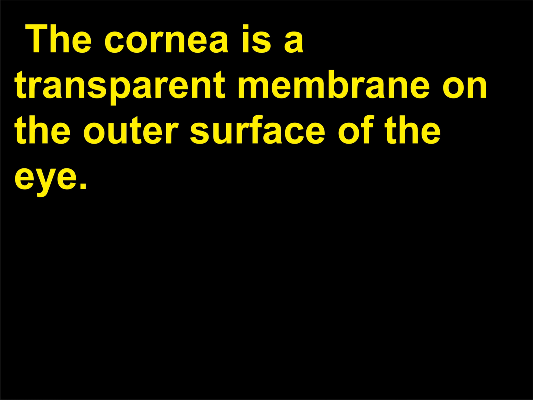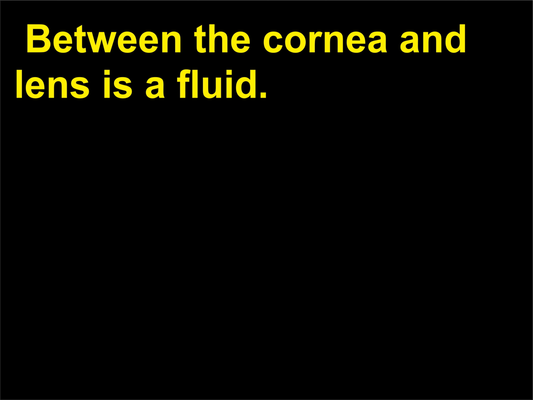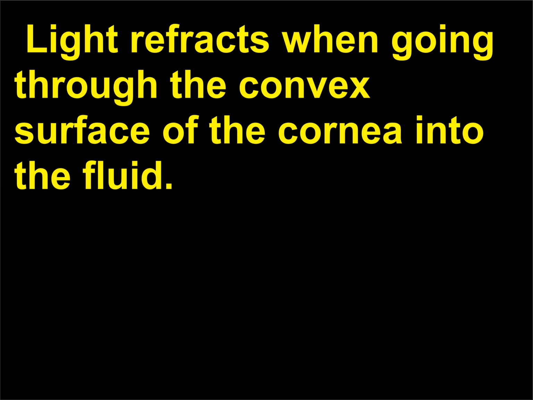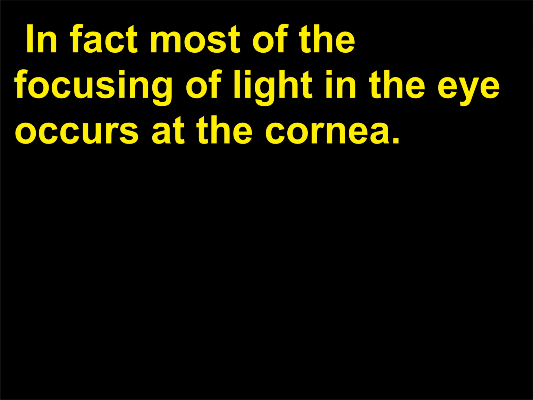The cornea is a transparent membrane on the outer surface of the eye. Between the cornea and lens is a fluid. Light refracts when going through the convex surface of the cornea into the fluid. In fact, most of the focusing of light in the eye occurs at the cornea.